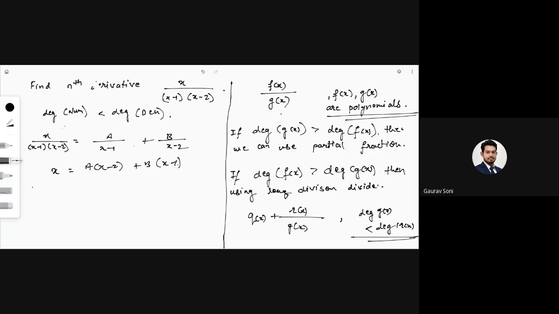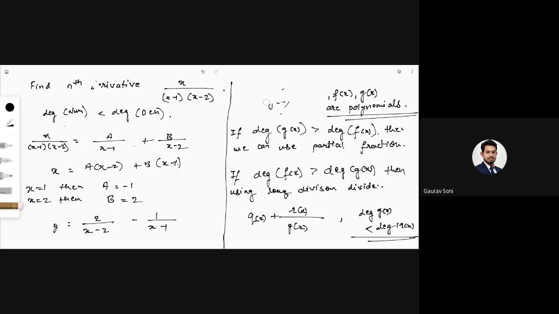So if you put x is equal to 1, then a will become minus 1. Put x is equal to 2, then b will become 2. Let's check the calculation. So what we have is y is equal to 2 upon x minus 2 minus 1 upon x minus 1.